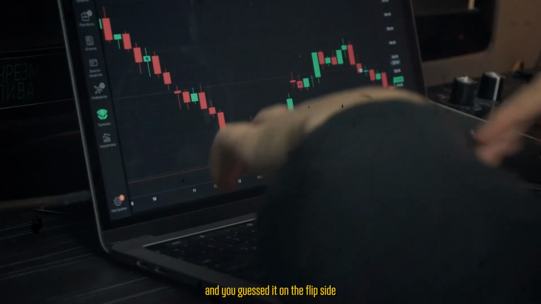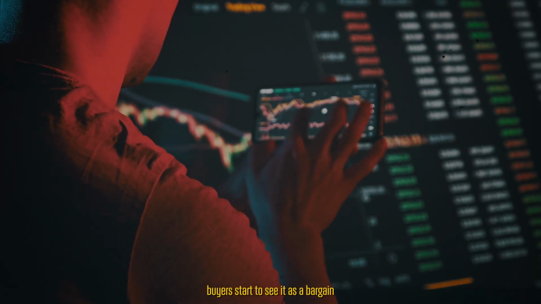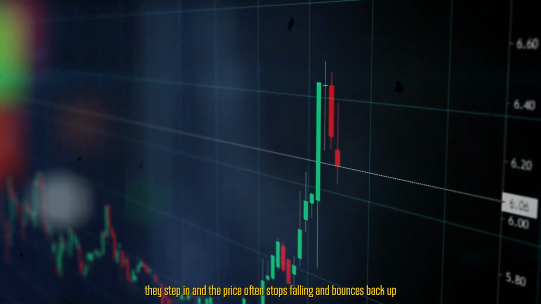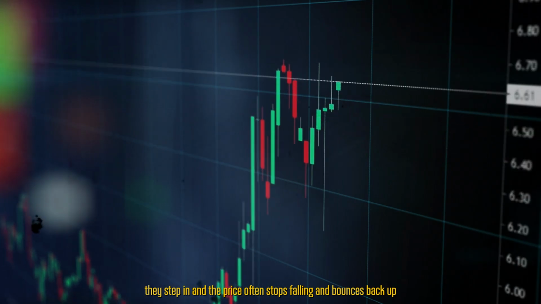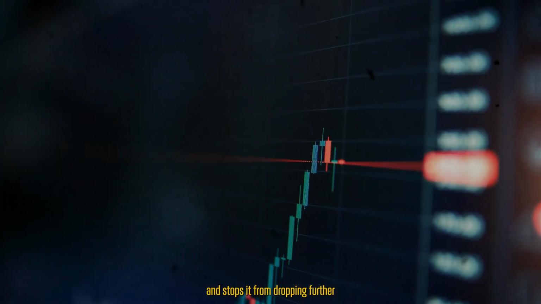And you guessed it, on the flip side, we have support. This is like a price floor. When a downtrend comes crashing down to this level, buyers start to see it as a bargain. They step in, and the price often stops falling and bounces back up. It's a floor that literally supports the price and stops it from dropping further.